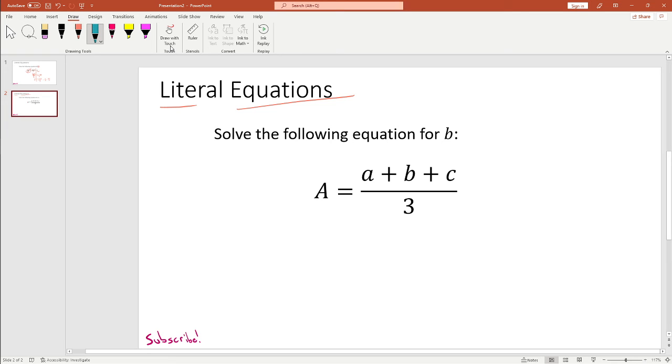Again, different variables, but I'm still going to approach it the same way. So I know that I'm trying to get b all by itself. So in this case, I'm grouping the numerator and the denominator separately. This a plus b plus c is grouped, and then I'm dividing everything by 3. So before I can really touch these terms up top, I need this denominator to not be there.